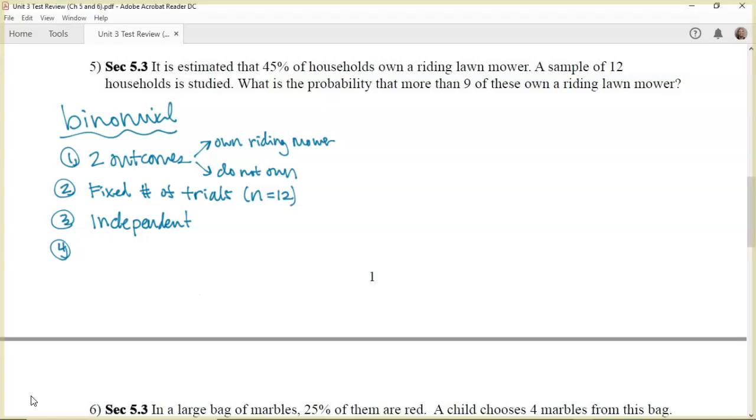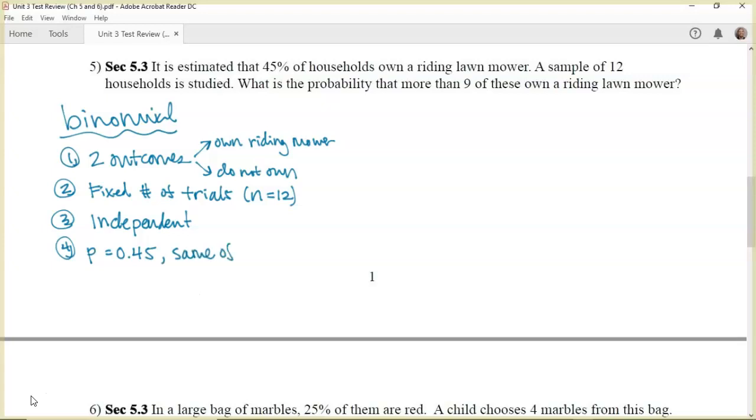So you don't really have to worry about any of these four, but it is nice to review what makes this a binomial setting, and these four conditions make it a binomial setting. So this situation is an independent situation. And then lastly, we look at whether the probability of a success, which is owning a riding lawnmower, is the same for each trial. And it's 0.45. It's a 45% likeliness that a household has a riding lawnmower.